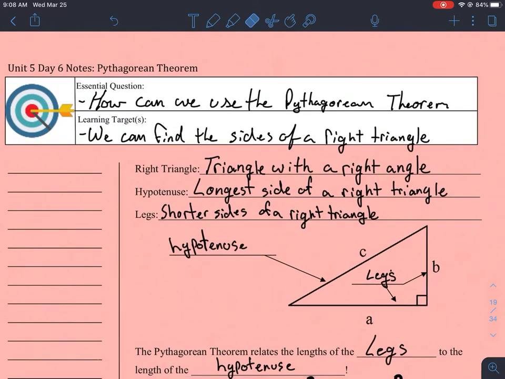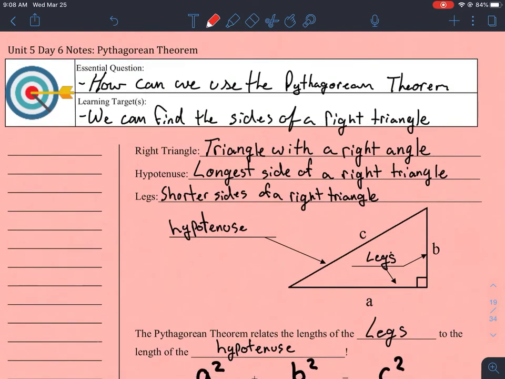Hello. In this lesson, we're going to talk about the Pythagorean Theorem. Our essential question for today is, how can we use the Pythagorean Theorem? Learning target: we can find the sides of a right triangle. So it's all about dealing with right triangles and finding the side lengths. And there's a relationship, and that's what the Pythagorean Theorem tells us.